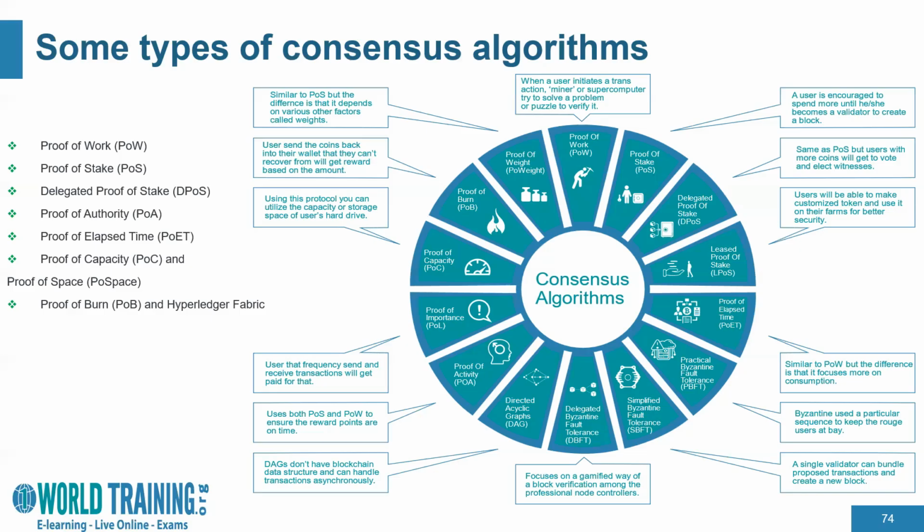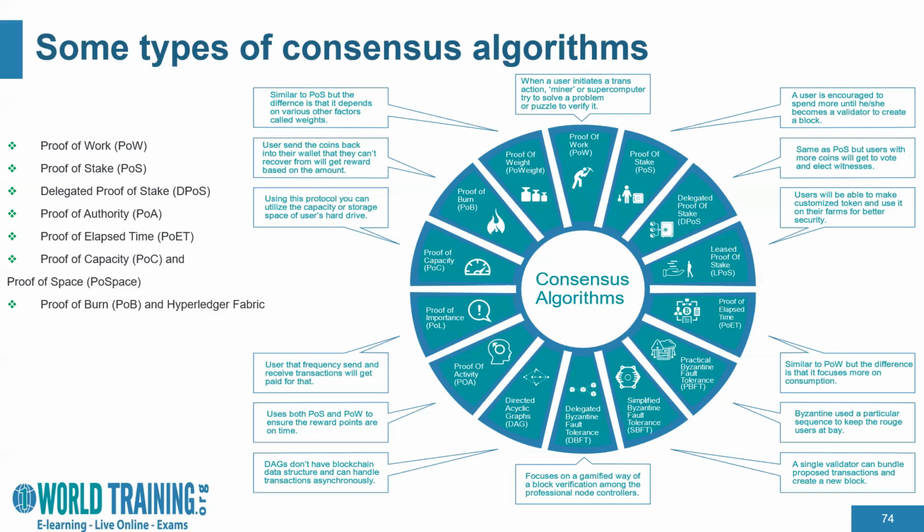The next one is proof of authority. As we say, proof of activity uses both proof of stake and proof of work to ensure the reward points are there on time. That's how the proof of activity consensus algorithm works. Similarly, we have proof of elapsed time, proof of capacity, proof of space, proof of burn, and there are various other Hyperledger consensus algorithms as well.